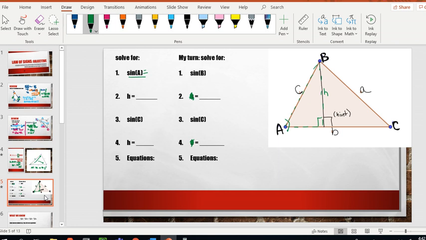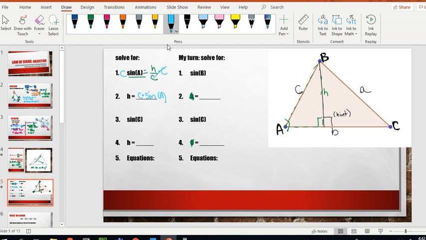So you're going to say it's opposite over hypotenuse. So opposite is H over hypotenuse, which is C. Then you're going to solve for H. So you're going to multiply times C. This cancels. So H is equal to C times sine of A.